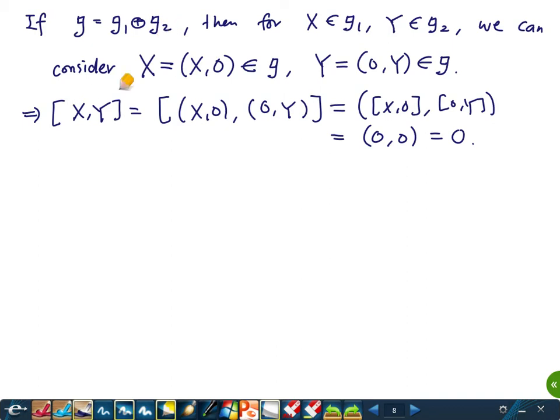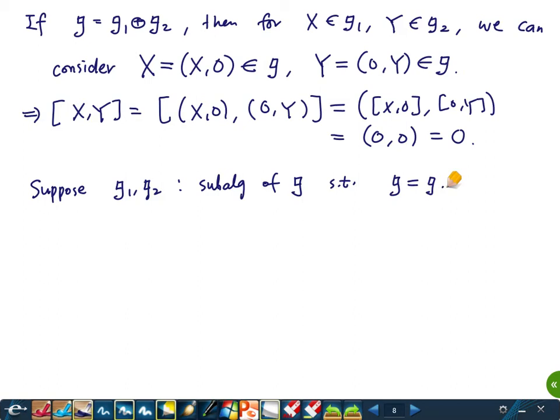Now let's consider this. Let's suppose that G1 and G2 are subalgebras of G, and such that G is a direct sum of them. But we don't know yet whether this is just a vector space or really a direct sum of Lie algebras.